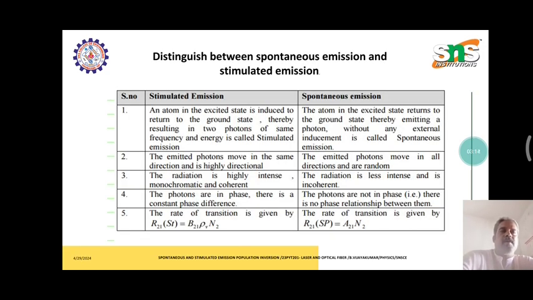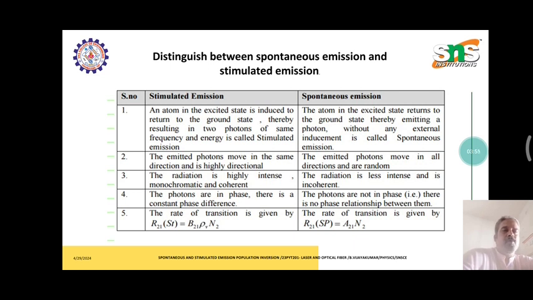The next one, we discuss spontaneous and stimulated emission. In stimulated emission, an atom in the excited state is induced to return to the ground state, resulting in two photons of the same frequency and energy. In spontaneous emission, the atom in an excited state returns to the ground state, emitting a photon without any external inducement. It is called spontaneous emission.